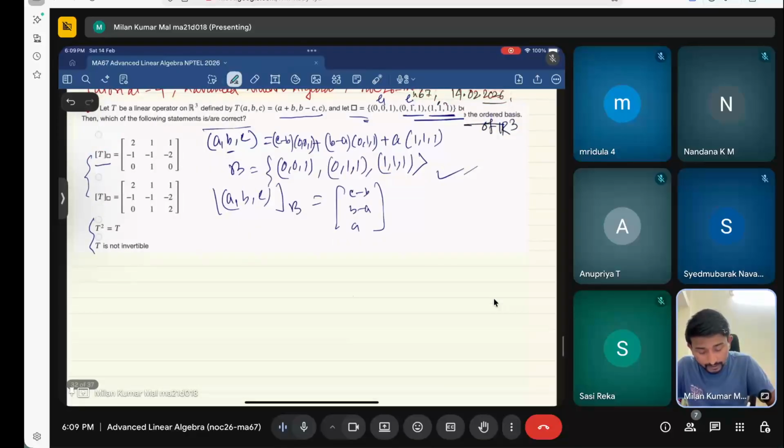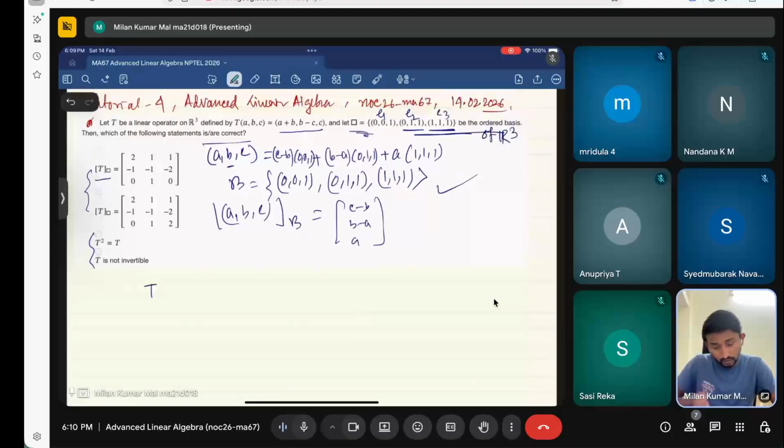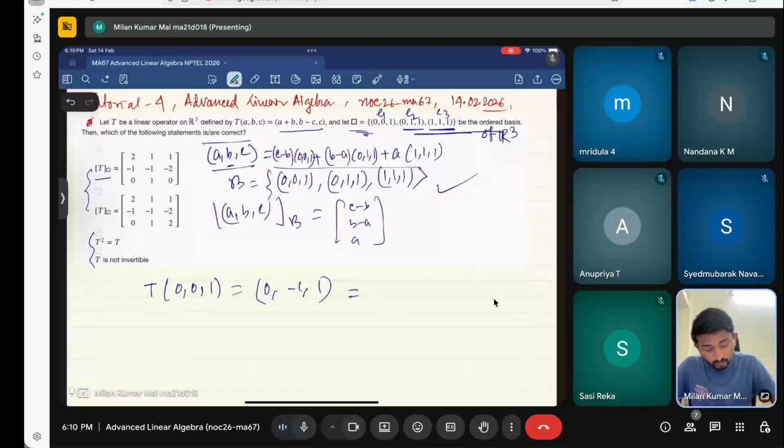So where it sends 0 0 1 to 0, B minus C, that is minus 1 C1. So with respect to this decomposition, if I want to write ABC in terms of this, it will be C minus B, where it is sending 001 to C minus B. So C is 1 and B is 2. So 2 times 0 comma 0 comma 1 plus B minus A is 0 and B is minus 1. So minus 0 comma 1 comma 1 plus A. So this is what it is.